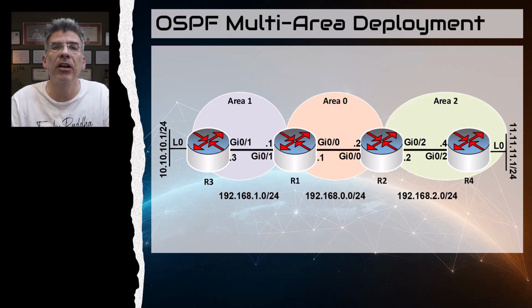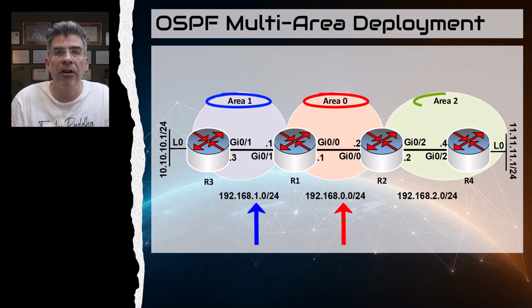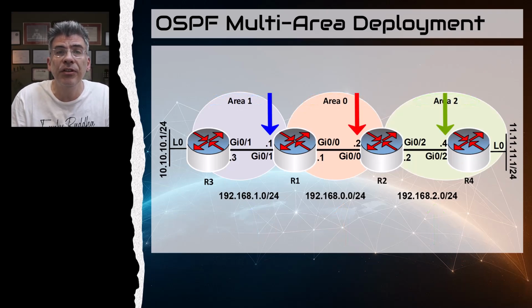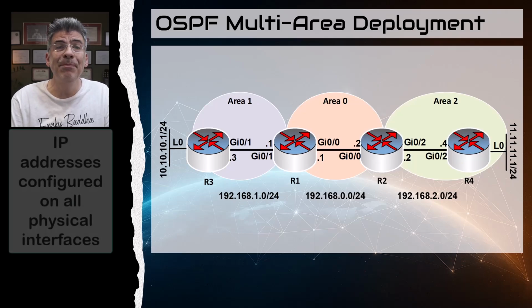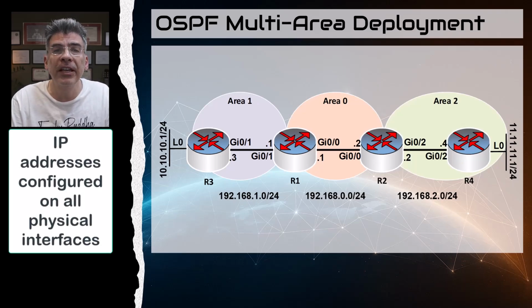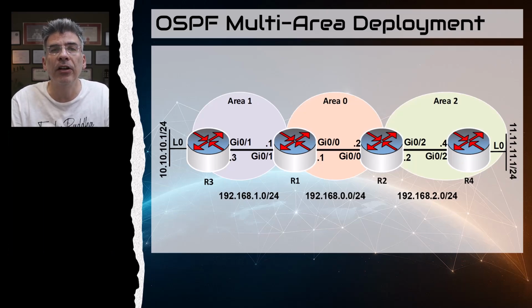To make things easier, I have used a specific convention for my IP addresses. The subnet within Area 0 has 0 in the third octet. Similarly, the subnet in Area 1 has 1 as the third octet. And for Area 2, we have 2 in the third octet. Also, the fourth octet for each interface on the routers is the same as the router number, R1, R2, R3, and so on. At this point, the IP addresses are all configured on all interfaces, and the loopback interfaces are up and running. All we have to do is configure OSPF.